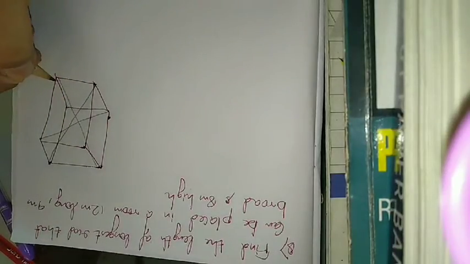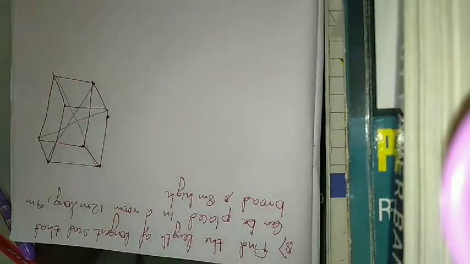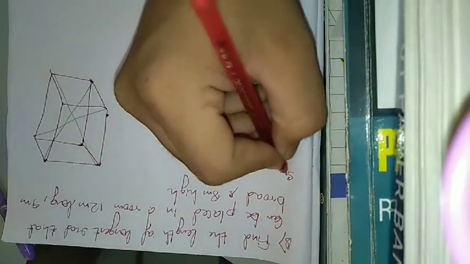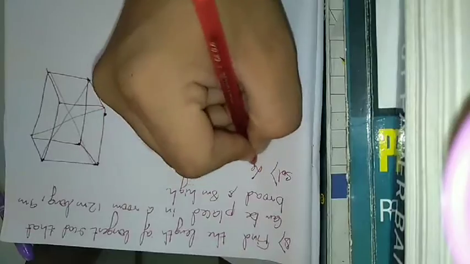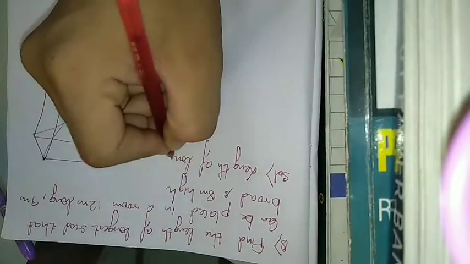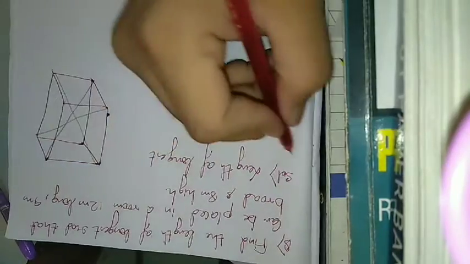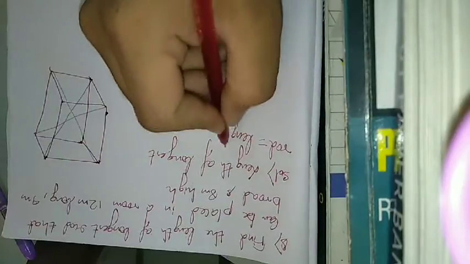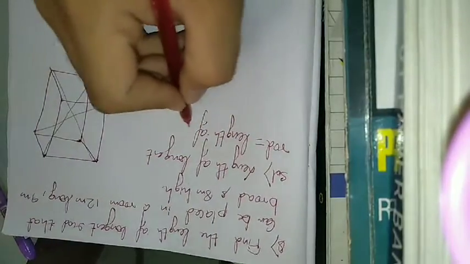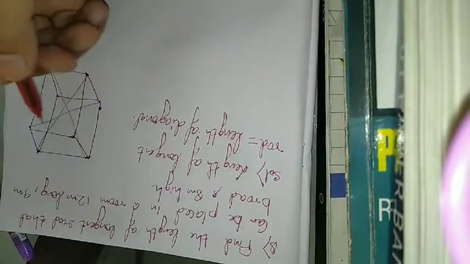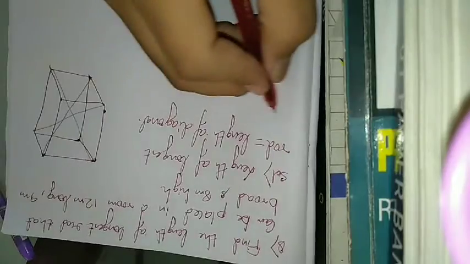Means the length of the longest rod will be the length of the diagonal. Understood? Right? So what is the value of the diagonal?